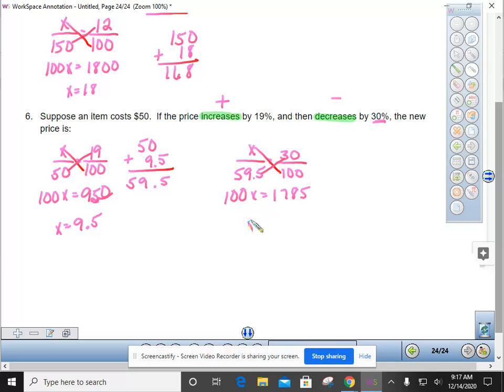And then we divide by 100, so we get x equals 17.85. Now what do we do to find the new price? Subtract it. Subtract it from what? From 59.5. Excellent. That was multi-step. Yep, it is. It's a lot.